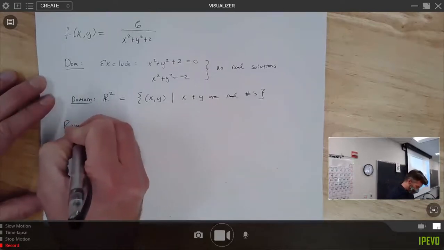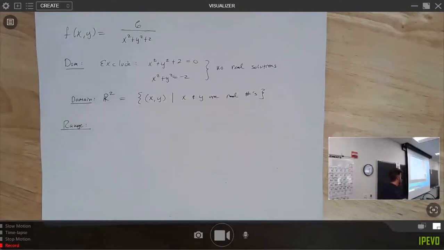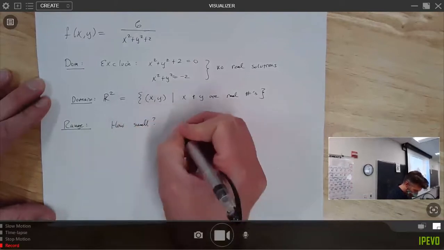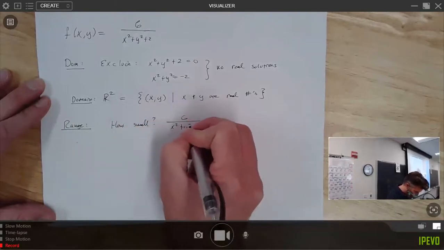Range. How am I going to think about the range here? Again, the range can be kind of difficult to have a method that works the same every time. There's no real algorithm for finding the range. Sometimes it's not really possible at all. This one it is. We can think about where this thing is large and where this thing is small. So I want to see how small can 6 over x squared plus y squared plus 2 be.